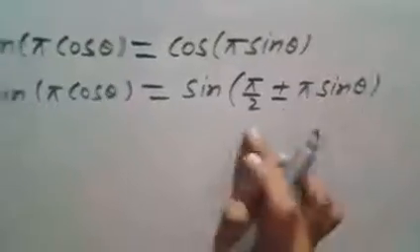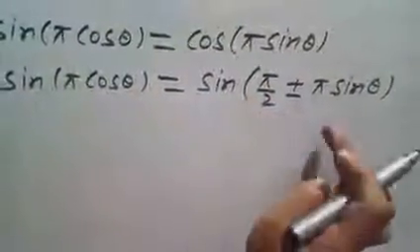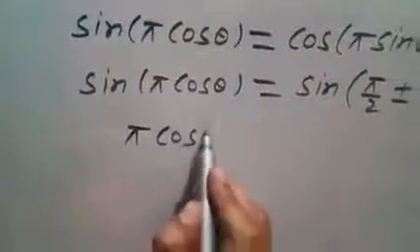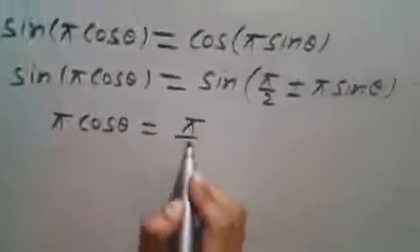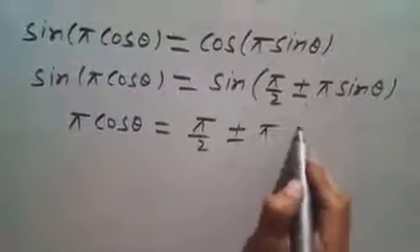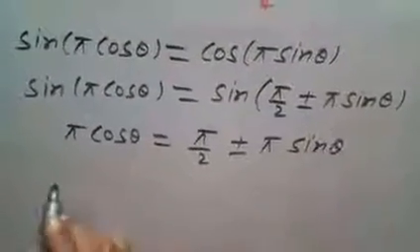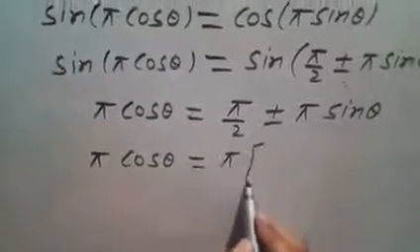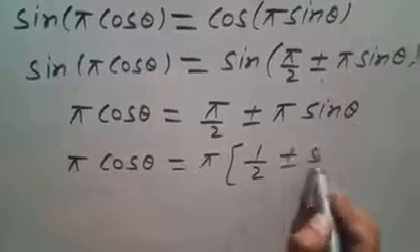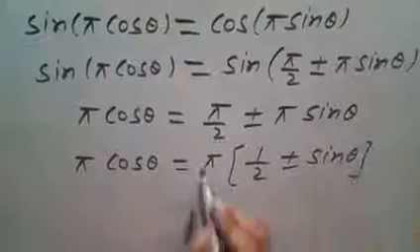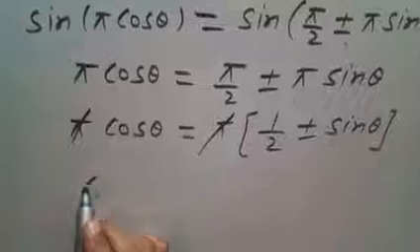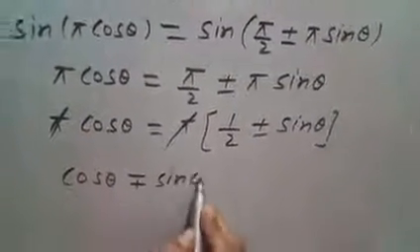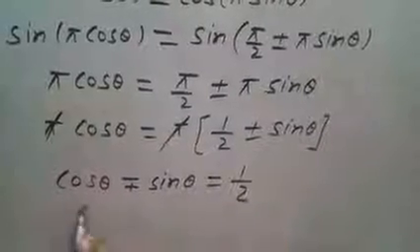As we know that sin 90 plus theta is cos theta and sin 90 minus theta is also cos theta. So in the next line we can write pi cos theta is equal to pi by 2 plus minus pi sin theta. If we take pi as common on the right hand side, that is 1 by 2 plus minus sin theta. Now these two cancel out, so cos theta minus plus sin theta is equal to 1 by 2.